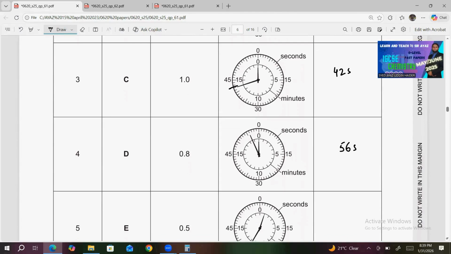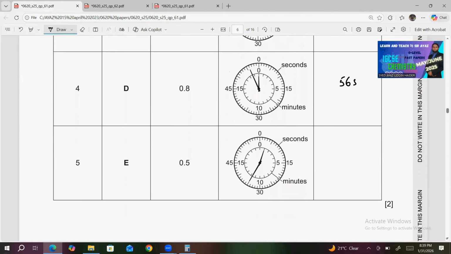For experiment 5 with acid E with the concentration of 0.5 mol per dm³, we have 1 minute and 35 seconds. So you're going to add this. 1 minute means 60 seconds, 60 plus 35, and you will get 95 seconds for this.